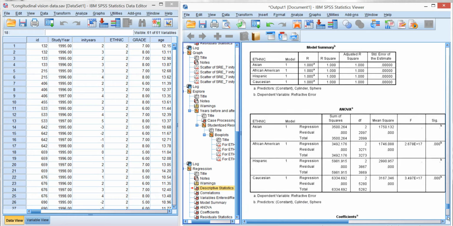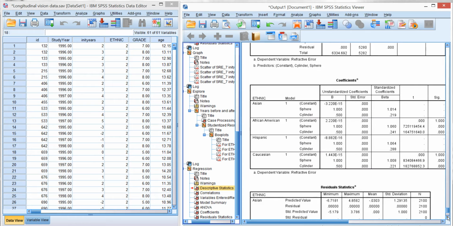Let's look at our coefficients. So what is the formula for calculating spherical equivalence? It's the sphere plus 1/2 the cylinder. And notice the intercept here is e to the minus 15. That's about as close to 0 as you can get. 0, 0, 0.